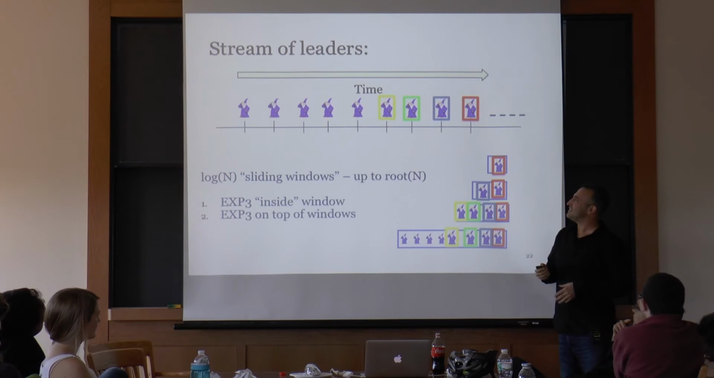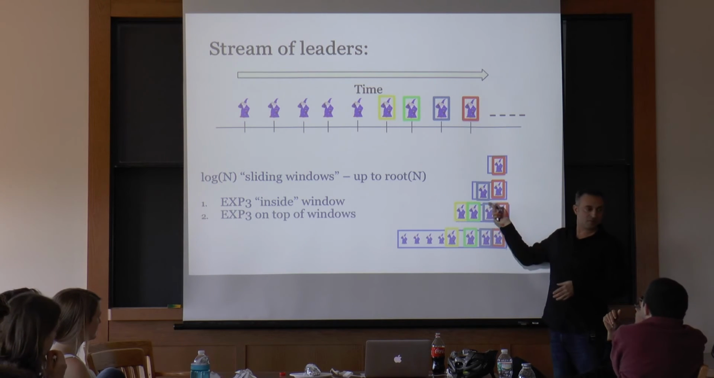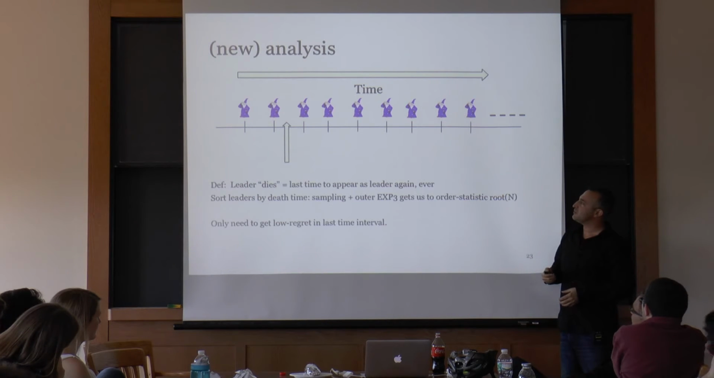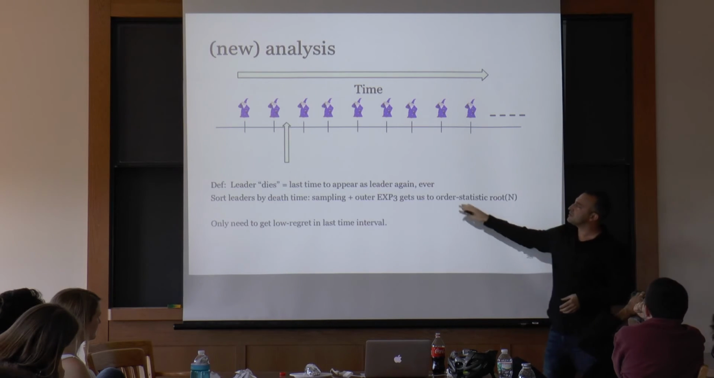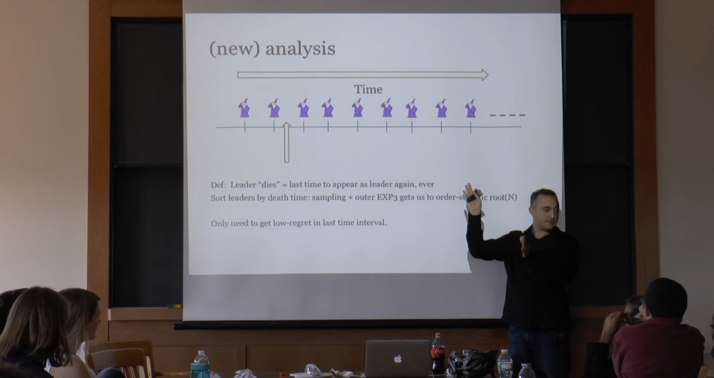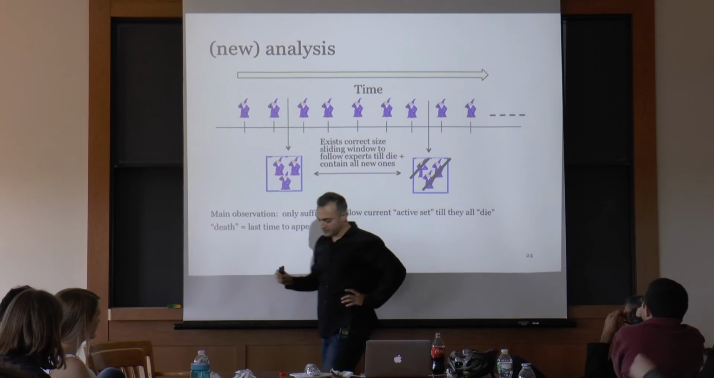So here is why. What happens is, these leaders come by, right? And you have windows that keep the latest guys. Now, the main definition is when someone dies. What does it mean for someone to die? It means he never ever is a leader again.